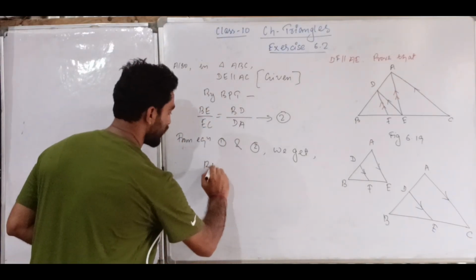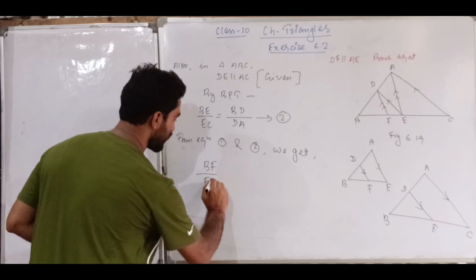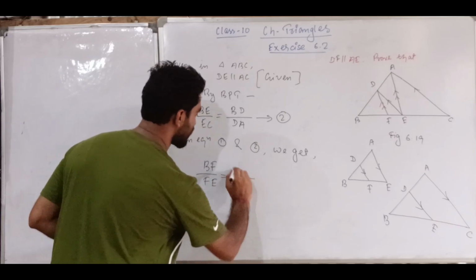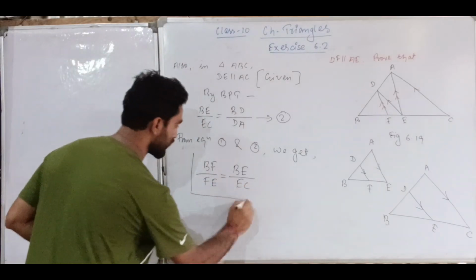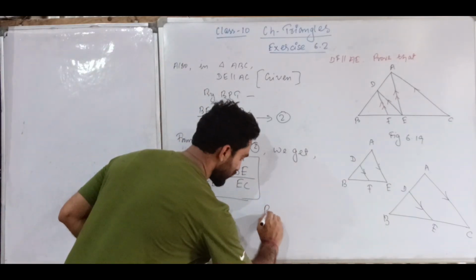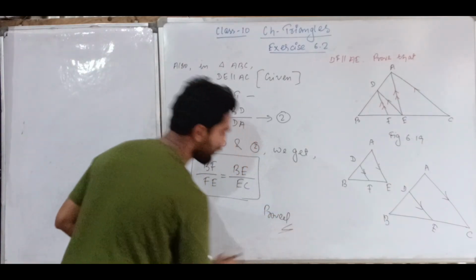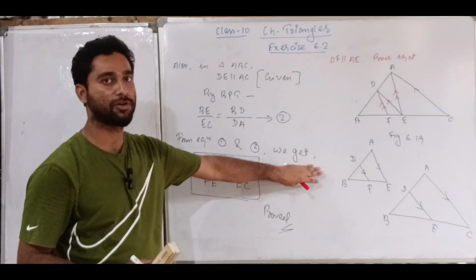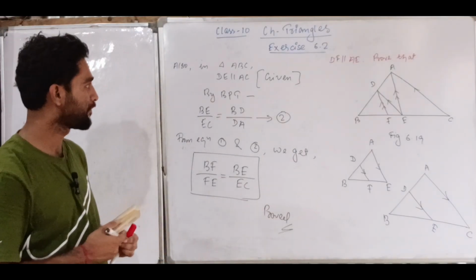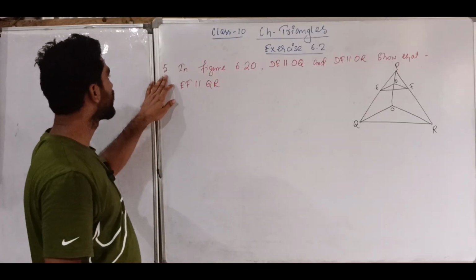So what we can write? BF divided by FE is equal to BE divided by EC. Hence proved. So this question is also related to the Thales theorem or the basic proportionality theorem. Okay, now let's see the next question.